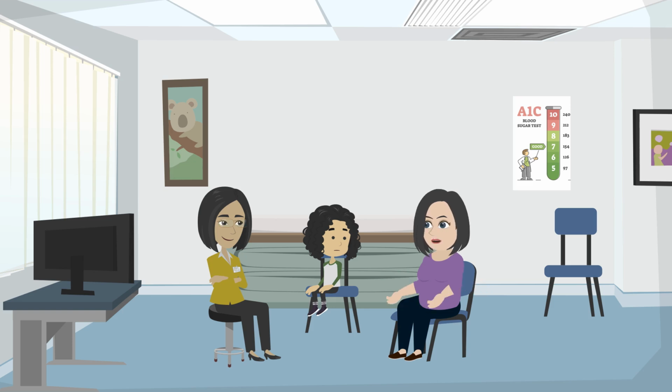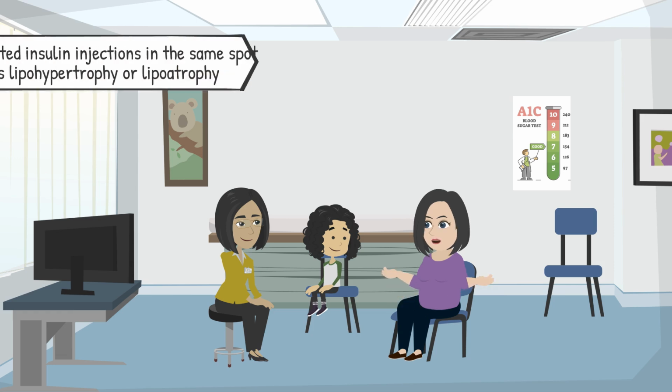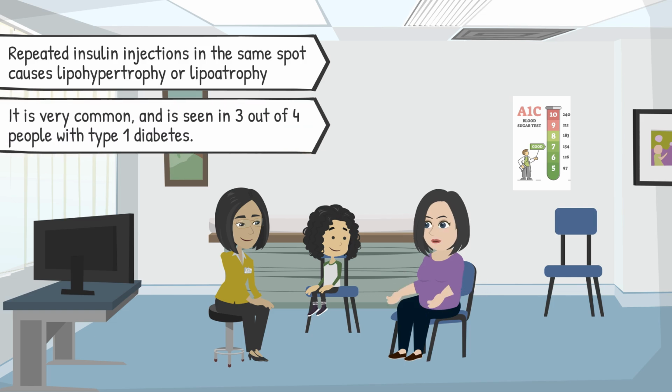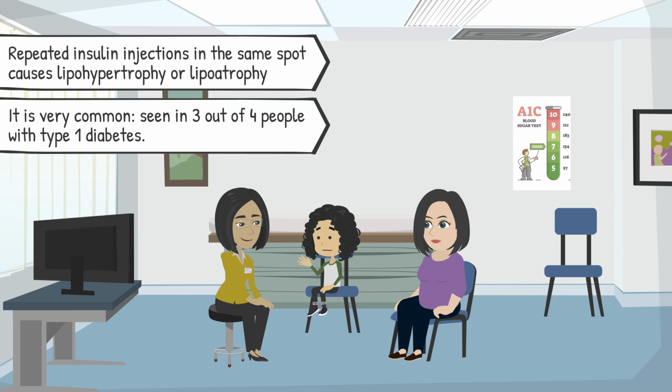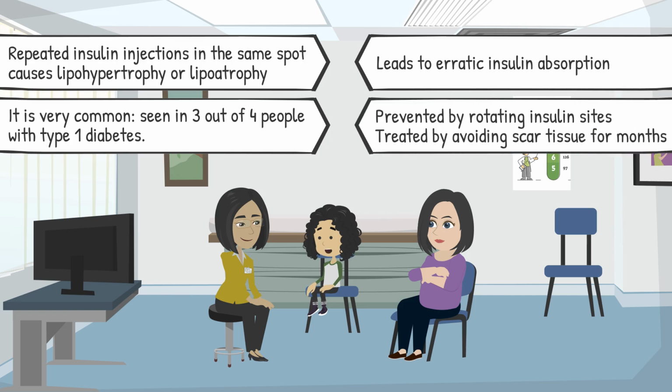Let's see if we understood everything. If we keep using the same sites for the insulin pump, scar tissue can form, which can be like lumps called lipohypertrophy, or depressions in the skin called lipoatrophy. This is very common, and can happen both with insulin pumps and insulin injections. Scar tissue is not good because insulin may not be absorbed properly, and that can cause low or high blood sugars. I need to keep rotating where I put my pump so that I can avoid it. If I do get scar tissue, I need to avoid that site for months so it can heal.